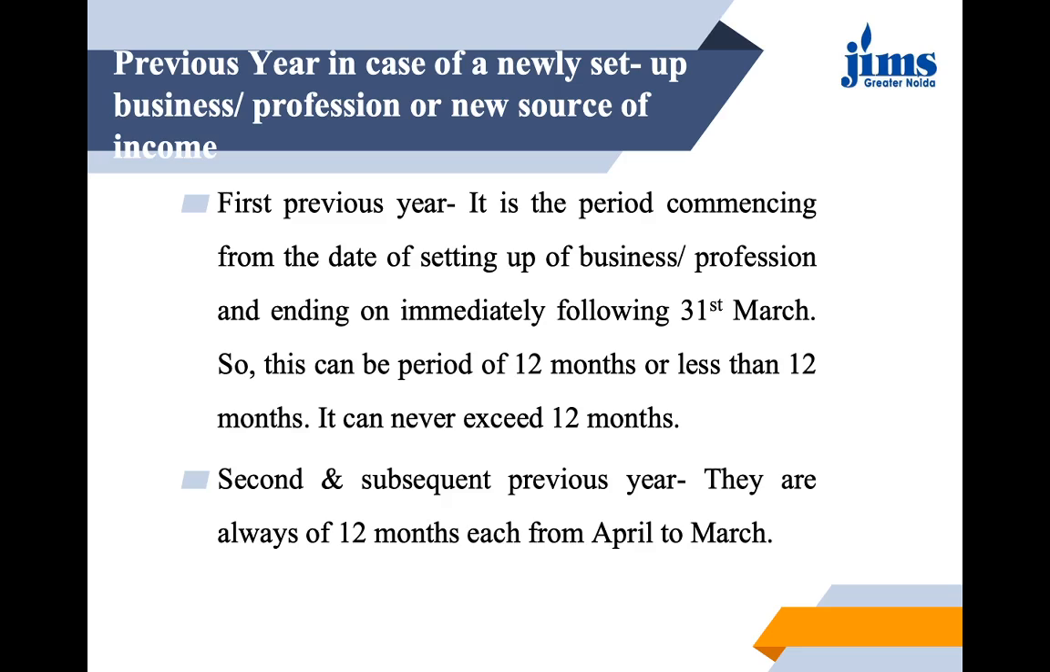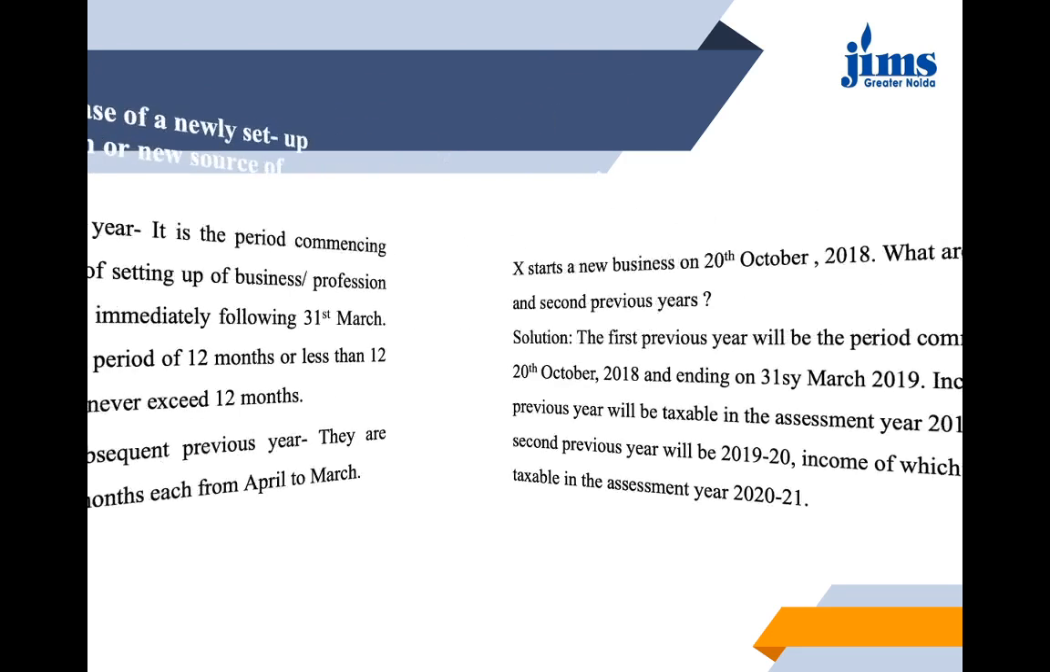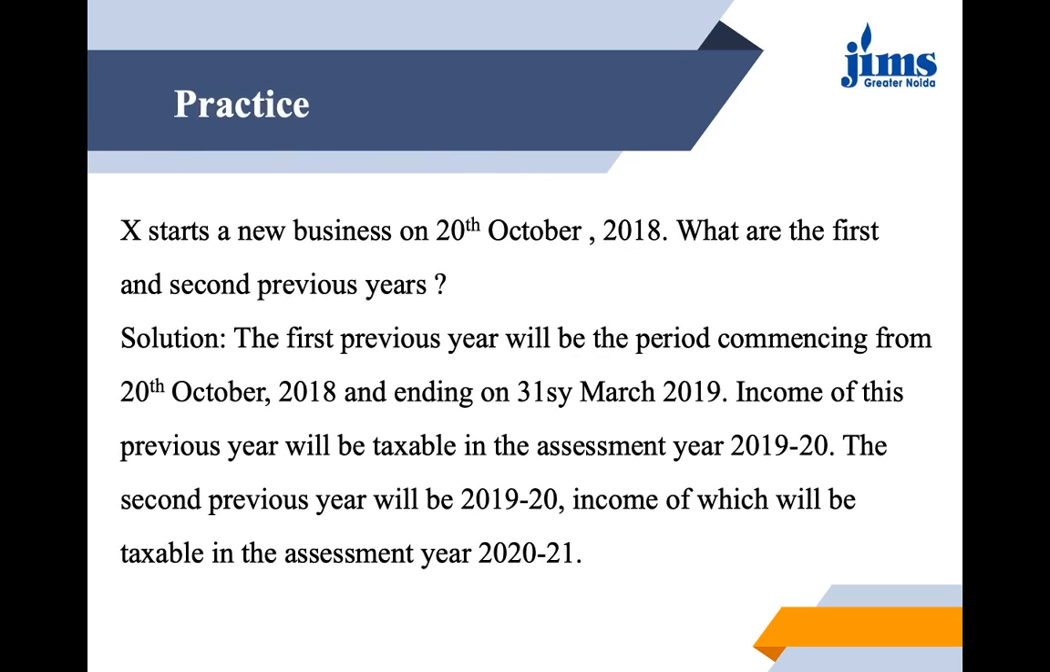It can be less than 12 months if I had started my business in mid-year, but it cannot exceed 12 months. Let us take an example and understand this. Suppose I start my business on 1st of September. In that situation, the previous year would be counted from 1st of September till the following 31st March. And the second and subsequent previous years are always of 12 months each, from April to March, meaning any years subsequent to that particular year. I will discuss this more by taking an example in this practice part.